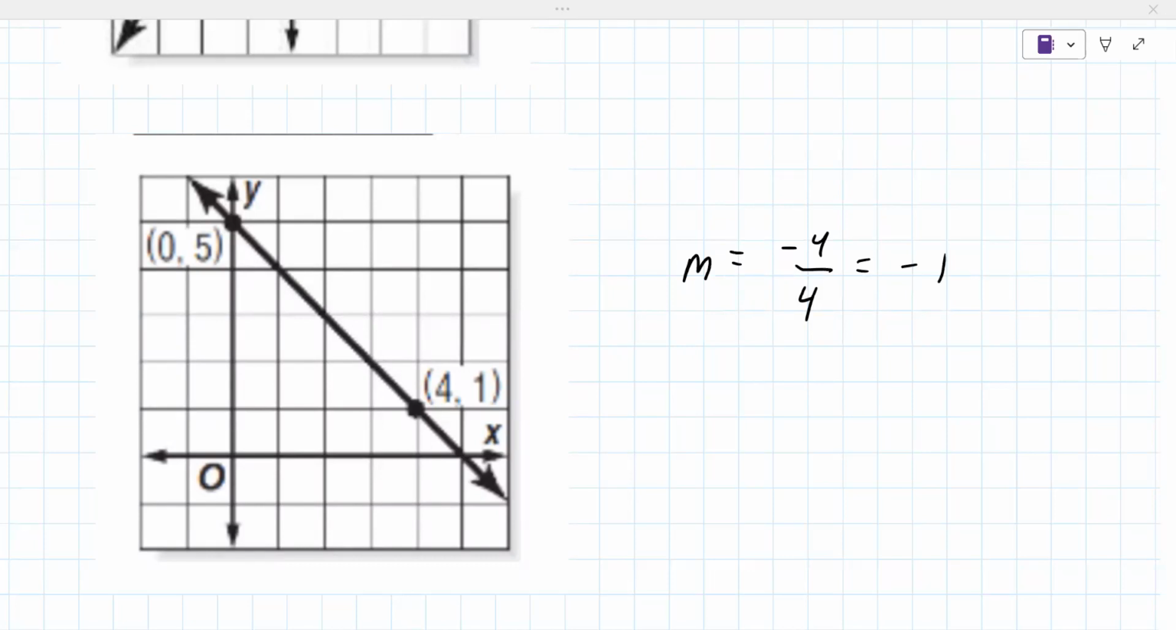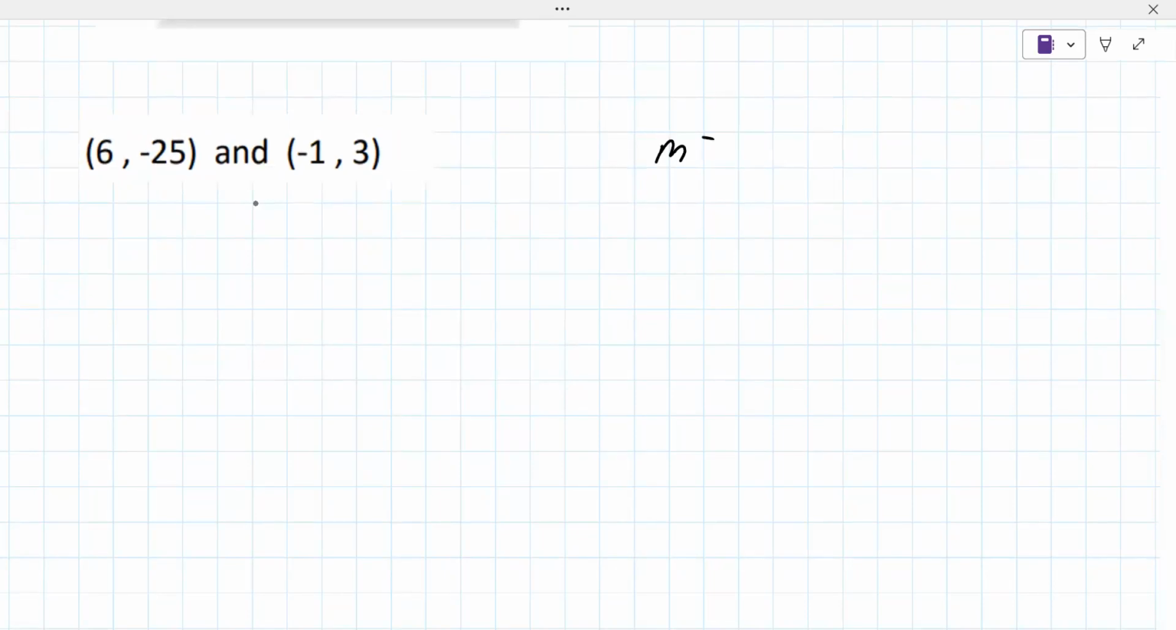Let's have you determine the slope through these 2 points. So let me give you the slope formula. I want you to determine the slope through these 2 points: y2 minus y1, x2 minus x1, like that.